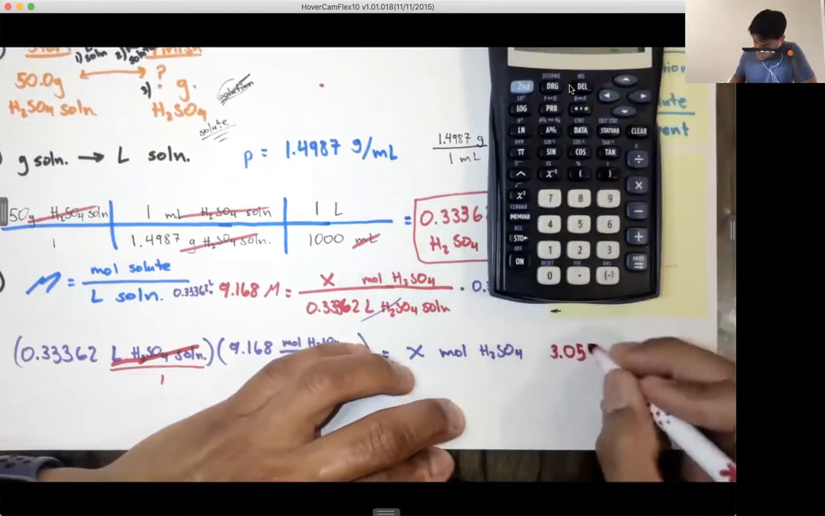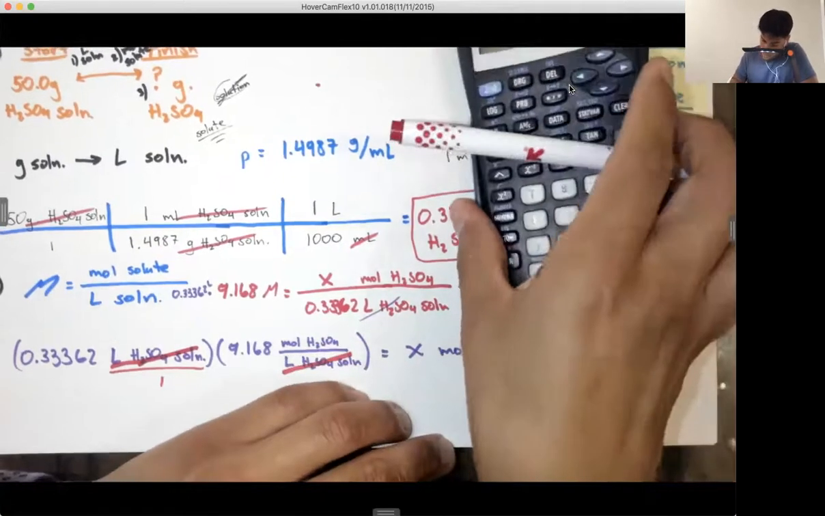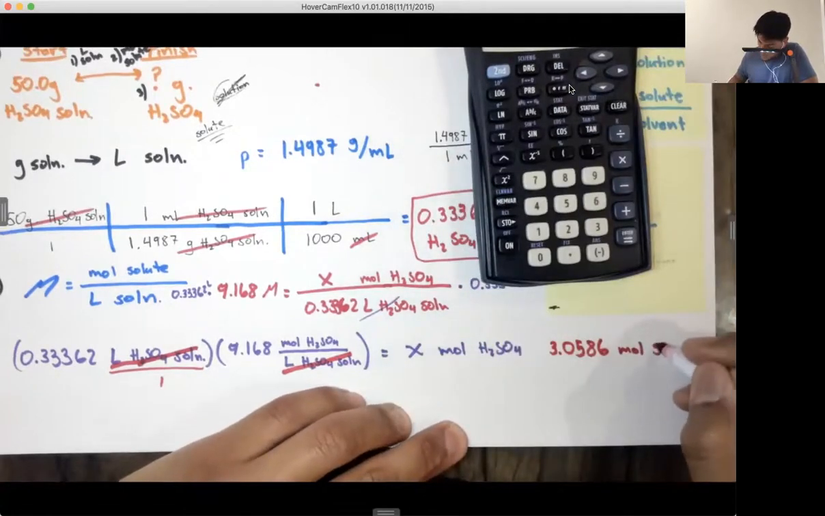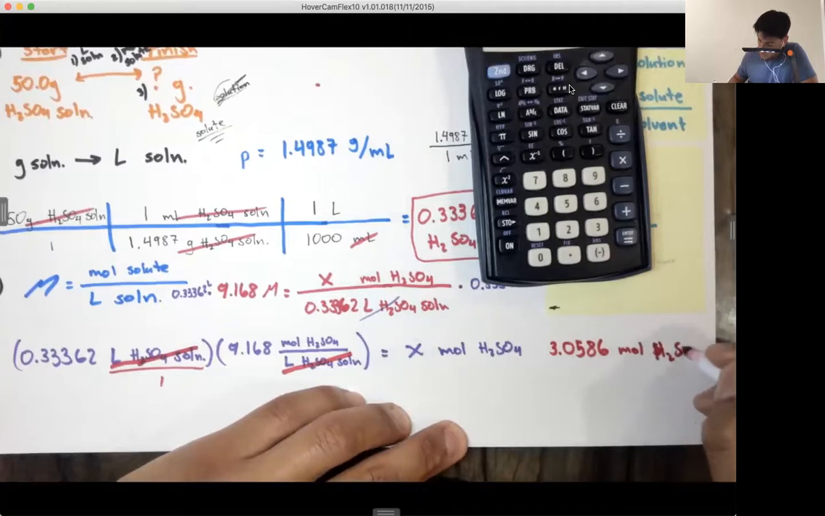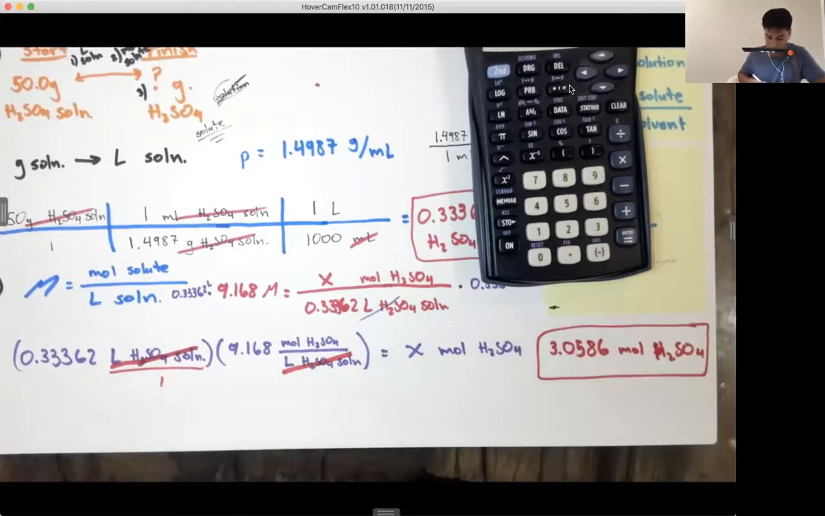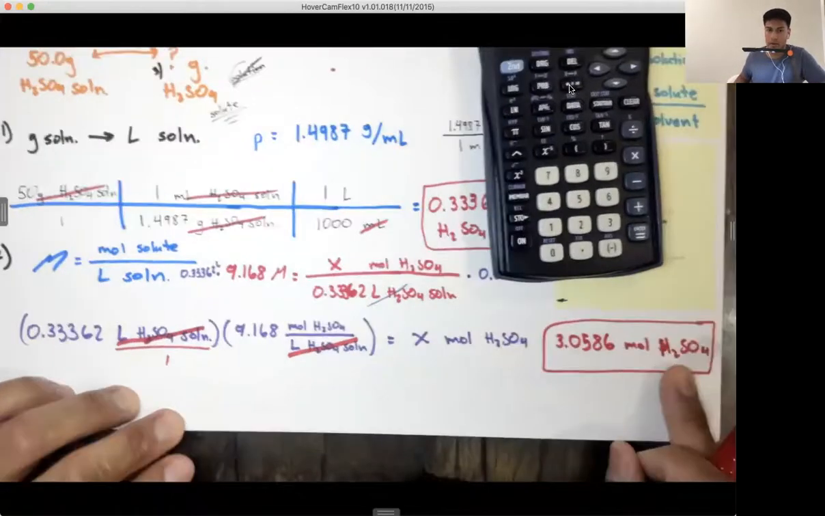3.0586. I think that's enough. 86. And that's going to be moles of H2SO4. So that's what we have right now. Does this make sense so far where we're at? That was step 2.